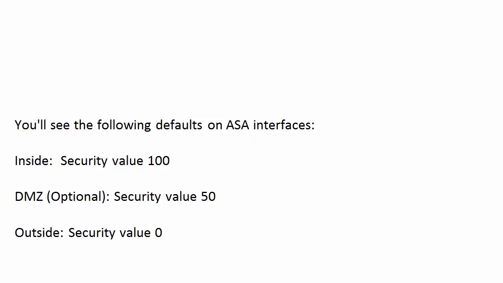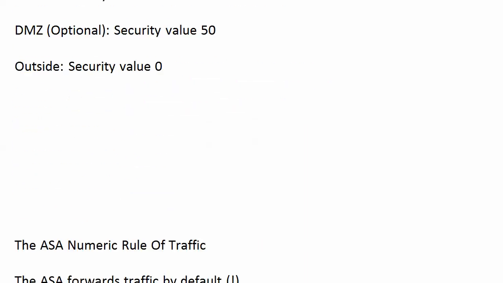Outside is totally the opposite. We're basically not trusting that one at all because we can't just consider the interface and the location as the traffic coming in on the interface. Traffic coming in on the outside interface, we don't know where it came from. We don't know who sent it. So we're just not trusting it. We're not assuming anything. Now the DMZ, very important detail here, the DMZ is optional and it has a security value right in the middle. It's got a security value of 50.